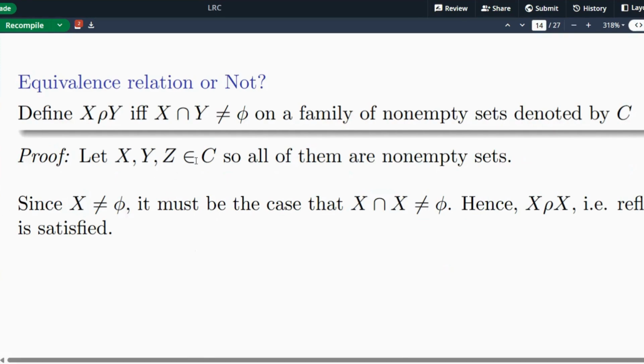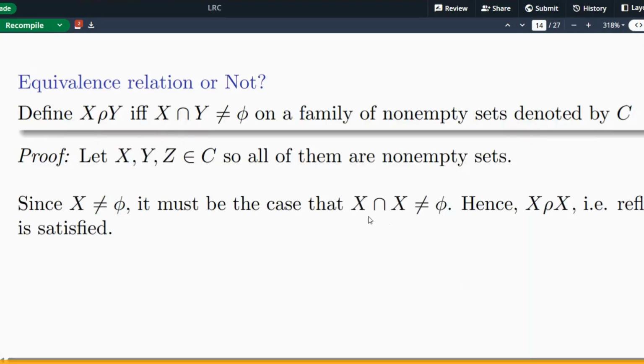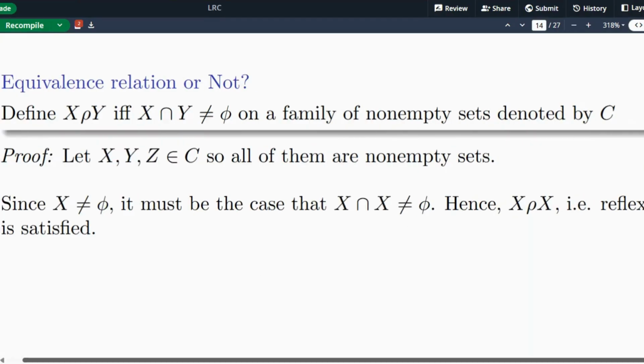So dahil si X na kay C, hindi siya empty. So pag in-intersect mo yung X sa sarili niya, hindi yun empty. So hence, si X jowa niya yung sarili niya. At nagbukas, oh my God, nagbukas siya. So dahil si X jowa niya yung sarili niya, reflexivity is satisfied.